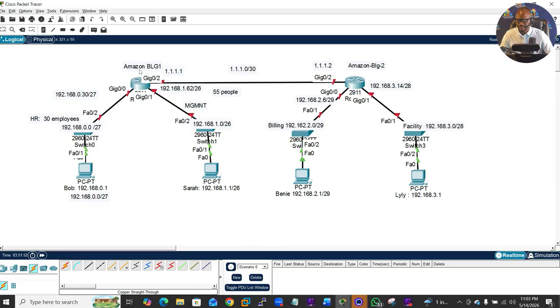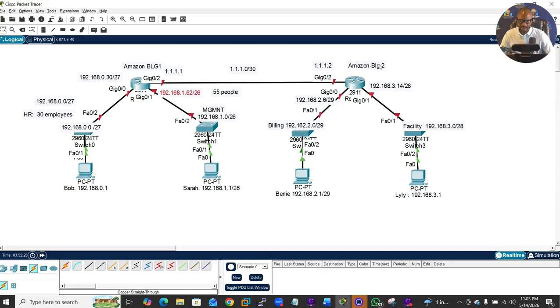Okay, so in each building, we're going to have two lanes. In building 1, we're going to have the HR lane, which will have 30 employees. So the network address will be 192.168.0.0/27. And then we're going to pick the last usable address and assign it to G0/0. And also the same building 1 will have another department for management, and their network address will be 192.168.1.0/26. And then we're going to use the last usable, which is 62, on G0/1.